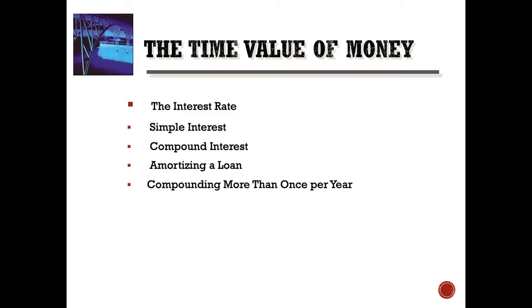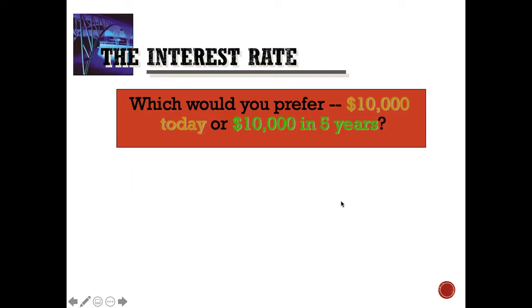For the time value of money, we will learn about the interest rate, simple interest, compound interest, amortizing loans, but this one is for part 2, compounding more than once per year. It's also for part 2. Now we learn about the interest rate concept.